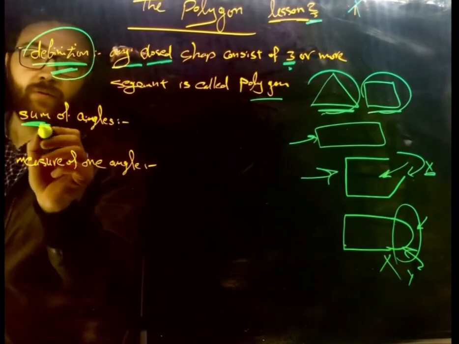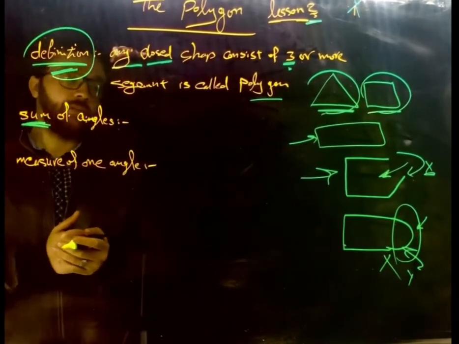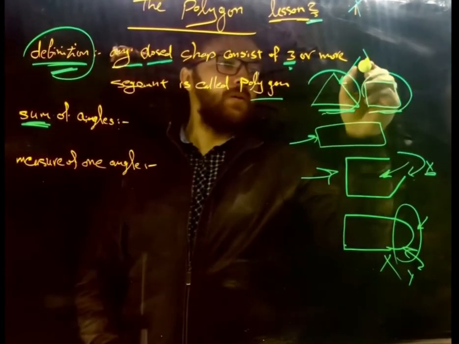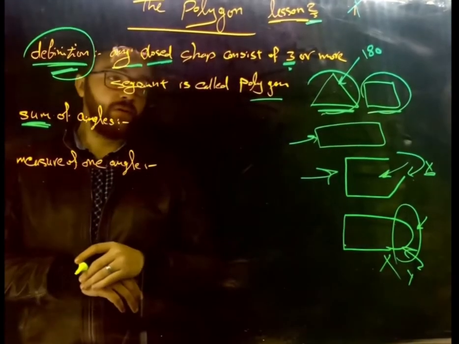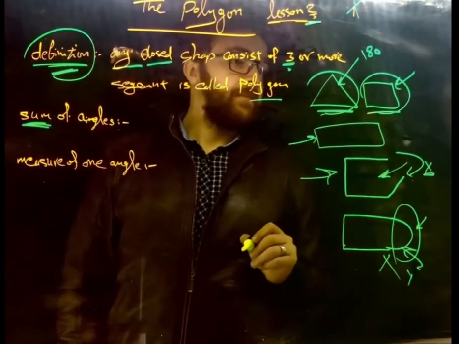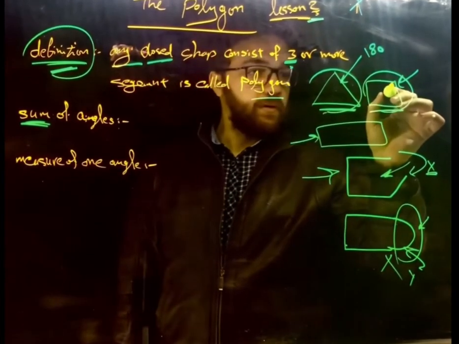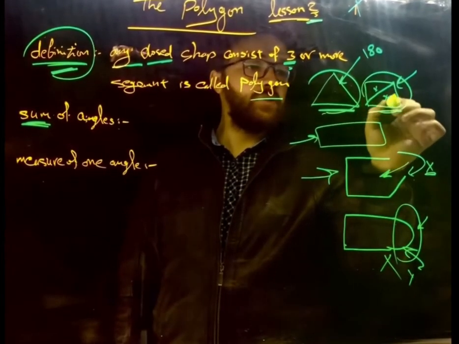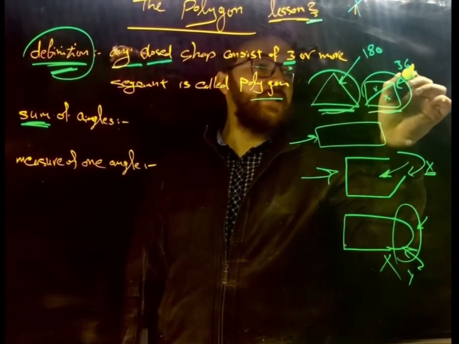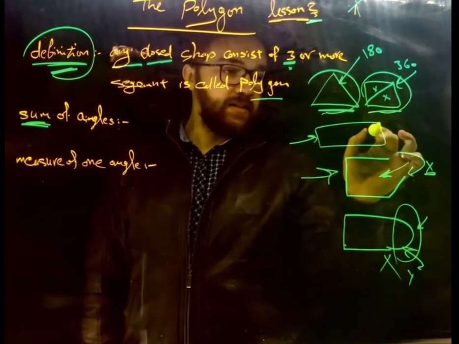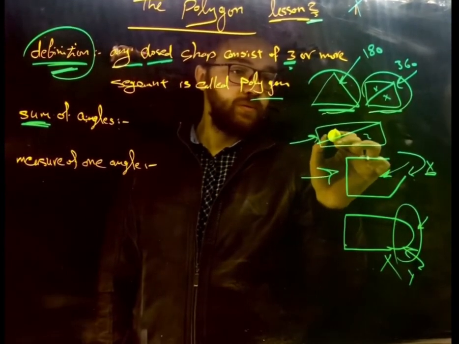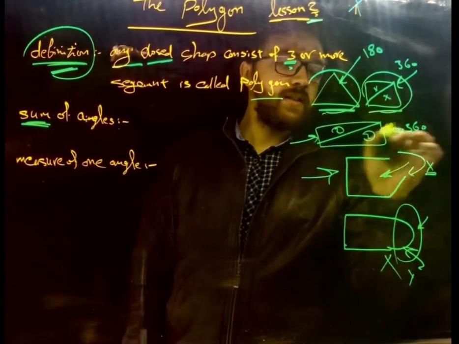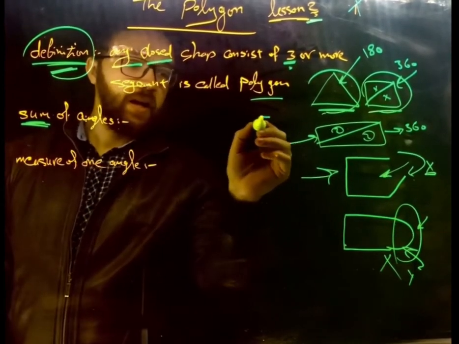The summation of angles in any polygon. For example, as we know, the summation of angles of a triangle equals 180. The square consists of 2 triangles, so the summation of the 2 triangles equals 360. A rectangle is the same as 2 triangles, so the summation of angles equals 360.